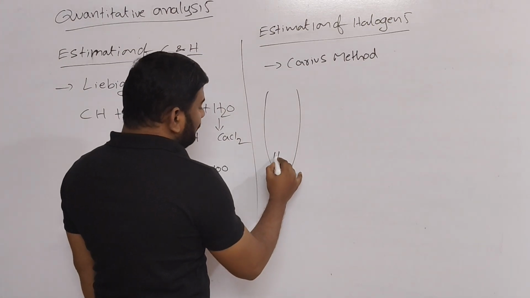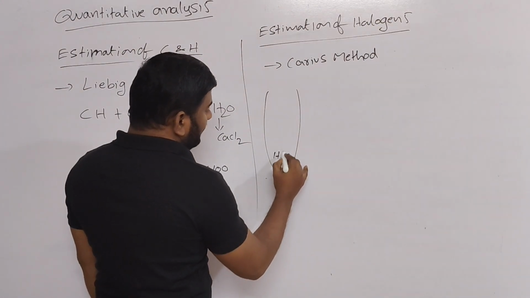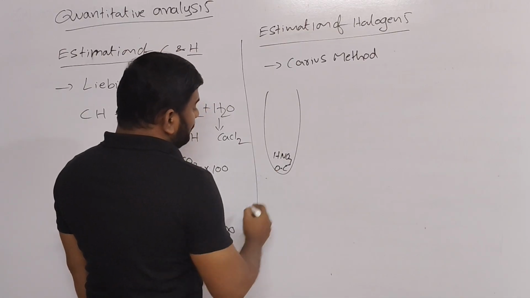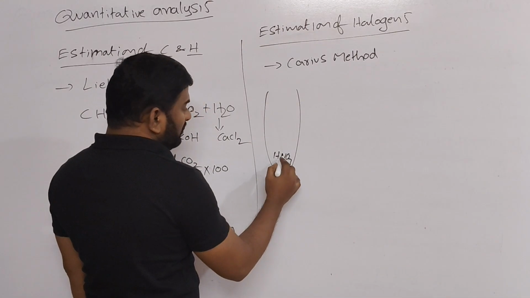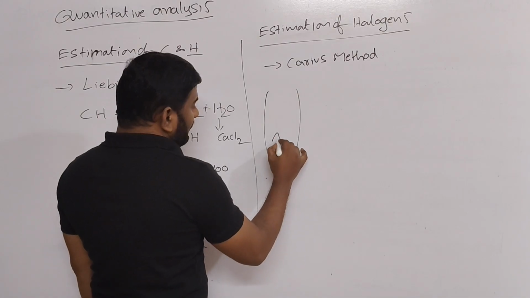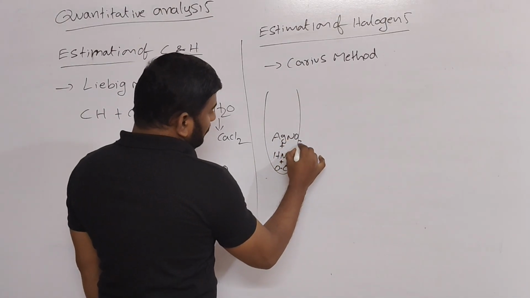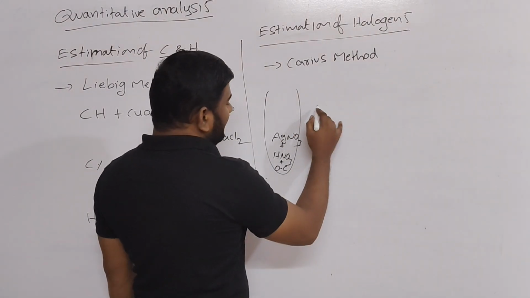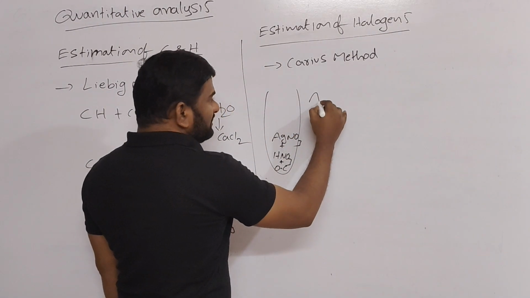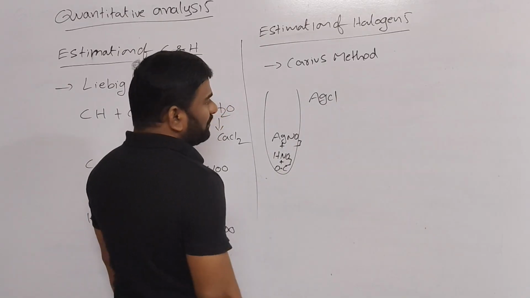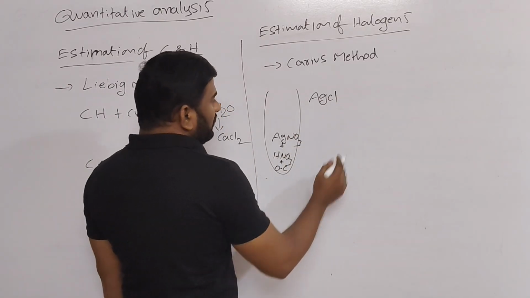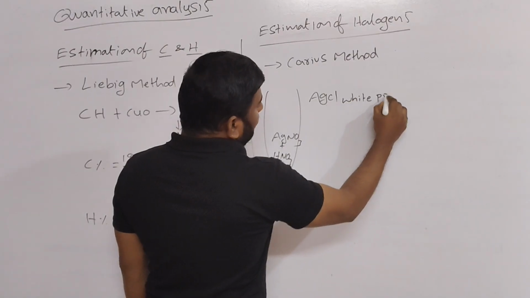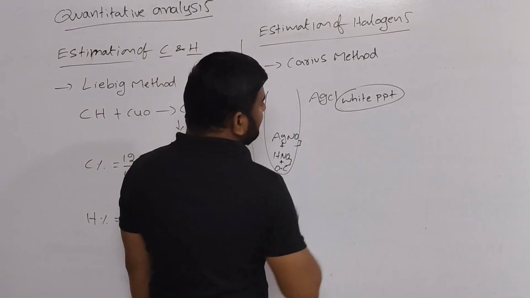First, you have to add fuming HNO3. The organic compound is already present. To the organic compound, you have to add fuming HNO3 and AgNO3, silver nitrate. If these three are added, what is happening? If AgCl comes, you have to calculate the AgCl weight. AgCl means what? White precipitate. A white precipitate means that it is AgCl.